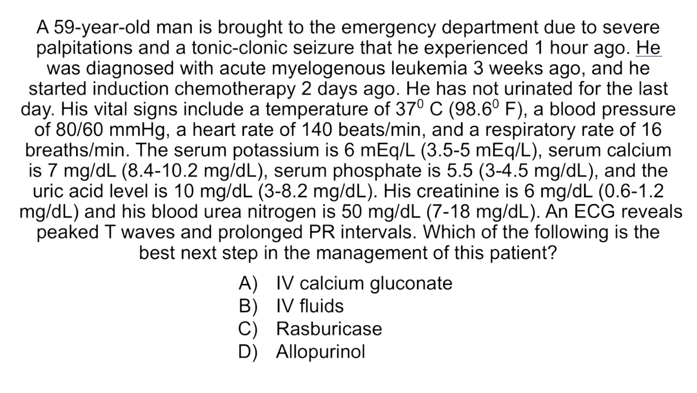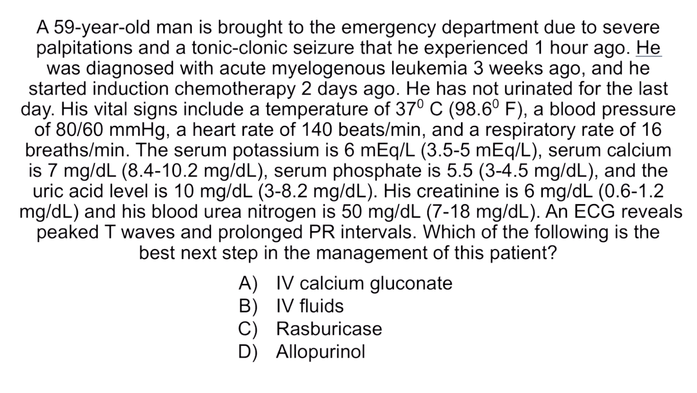The serum potassium is 6, serum calcium is 7, serum phosphate is 5.5, and the uric acid level is 10. His creatinine is 6 and his blood urea nitrogen is 50. An ECG reveals peaked T waves and prolonged PR intervals. Which of the following is the best next step in the management of this patient?